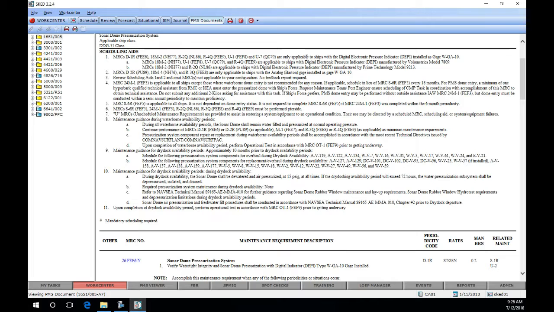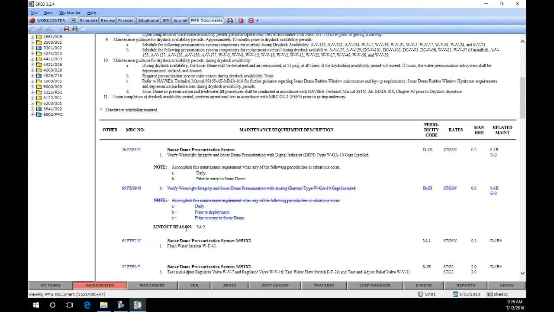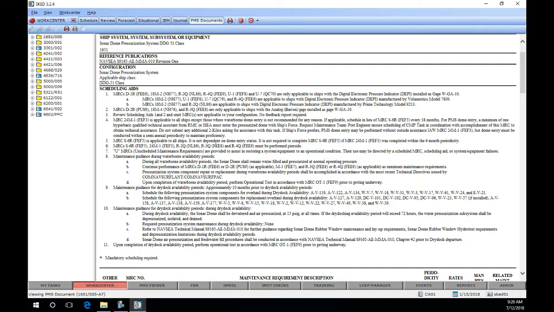It should be noted that not all scheduling aids are directives to line out the maintenance requirement. Some scheduling aids provide guidance and amplify information about when and how to accomplish a maintenance requirement. Scroll down the MIP to find the first maintenance requirement that is lined out. From this MIP, we see that the D2R has been lined out using scheduling aid number 2. Now let's review the accuracy of this line out by reading the details and guidance of this scheduling aid.